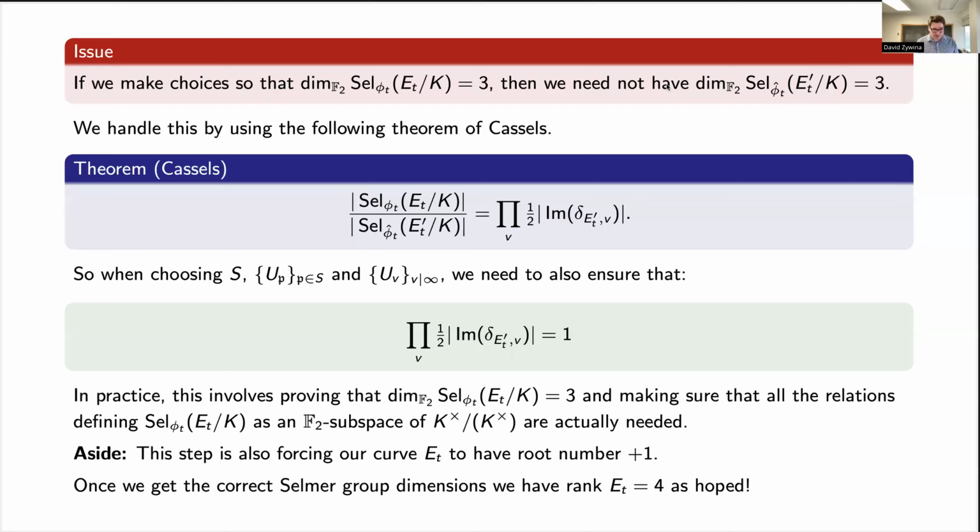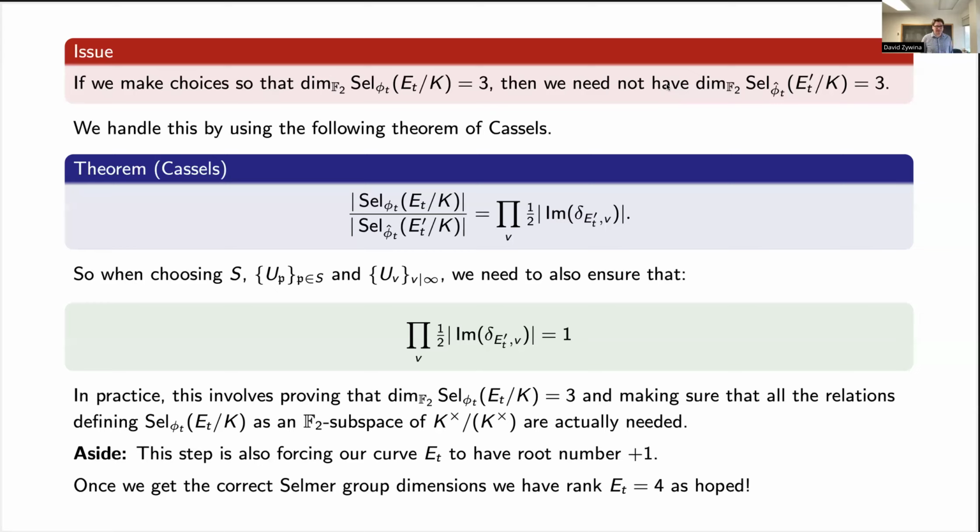So in practice, when you're computing the Selmer group, you have to make sure every relation defining the Selmer group inside these non-zero square classes as an F2 vector space is actually needed. What happens if you have extra relations which aren't needed? That seems fine. That makes that Selmer group what you want. But those extra relations will make this ratio of Selmer groups less than 1, which will make this other Selmer group bigger than you want. So you're really doing a Selmer group computation, but you're trying to be as efficient as you can be.